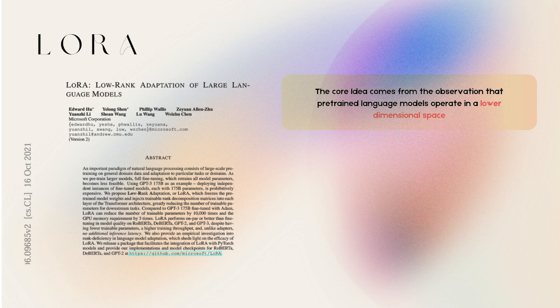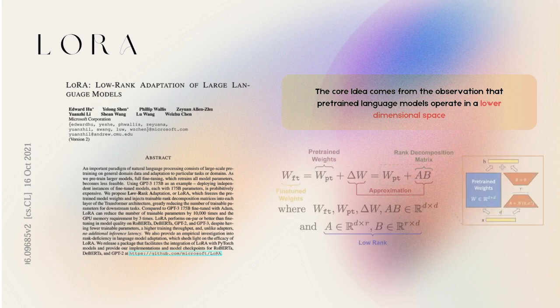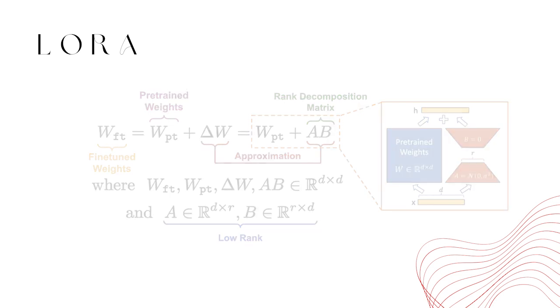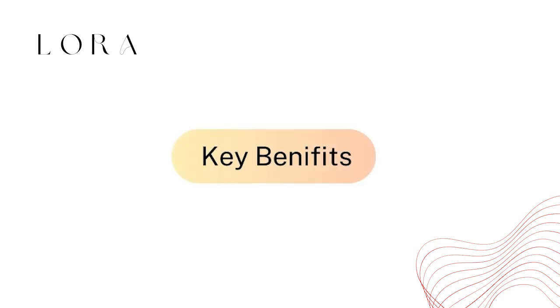The core idea of LoRA comes from the observation that pre-trained language models operate in a low-dimensional space. Instead of modifying the full-rank weight matrix, LoRA learns a low-rank update, capturing only the essential information needed for adaptation. It is applied primarily to the attention layers in transformer models, particularly to the query and value projection matrices, which significantly impacts model performance.